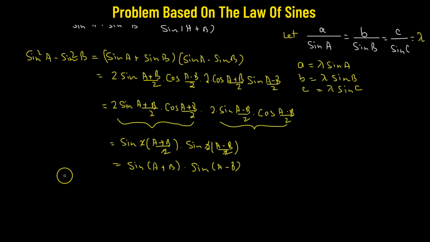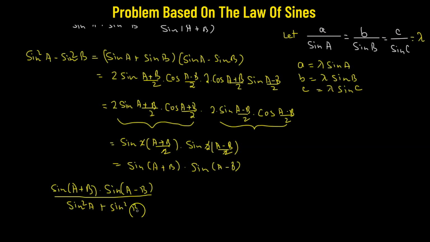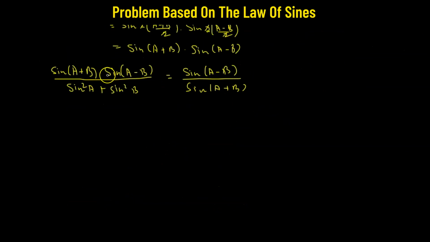So on the left hand side, the numerator will be sine(A plus B) multiplied by sine(A minus B), divided by the denominator, which we obtained as sine squared A plus sine squared B. This will be equal to sine(A minus B) divided by sine(A plus B). Now to simplify, we're going to work from here onwards.